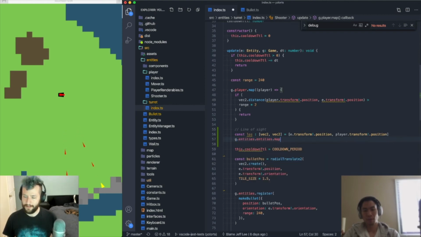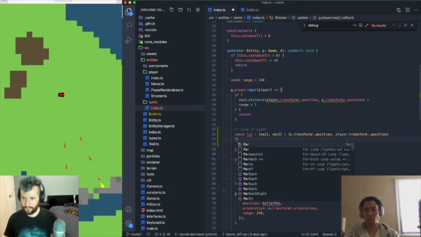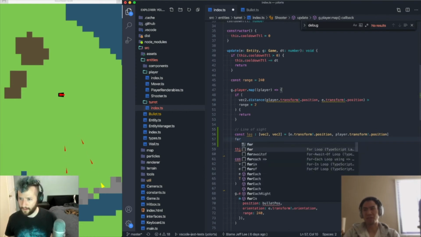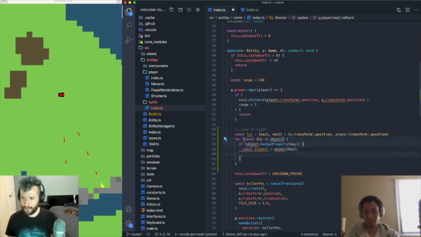Okay. So g.entities.entities.map. Oh. We need to iterate over the keys. Oof. Or we could do for each let or const k in, something like that. Or for const k in, or id in. Yeah. g.entities.entities.